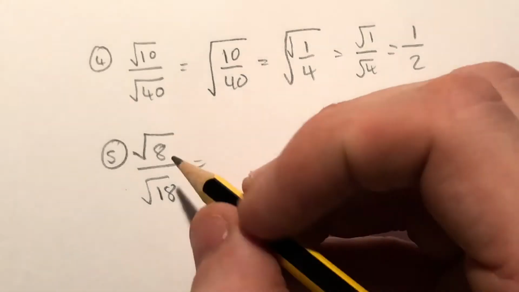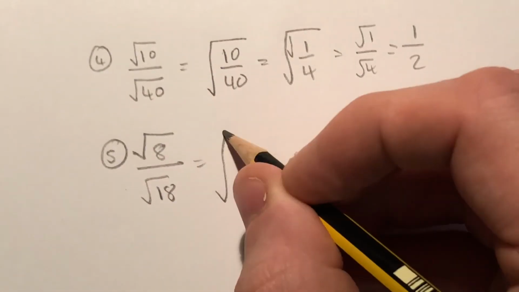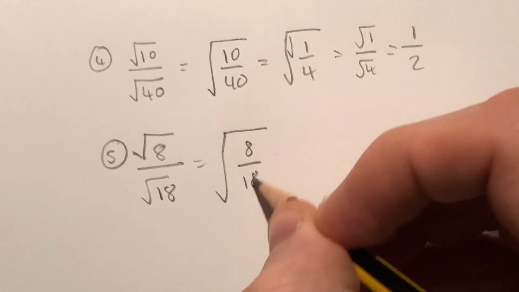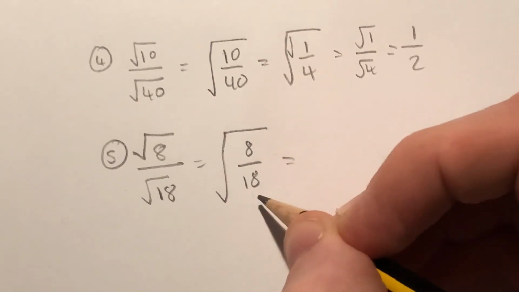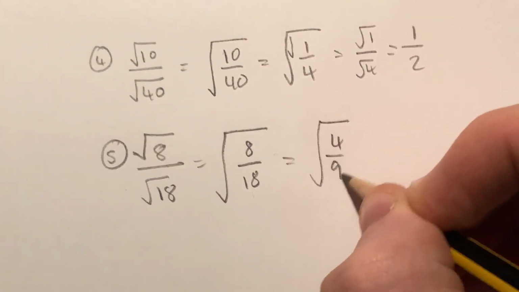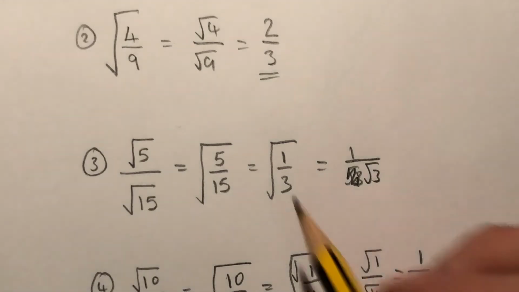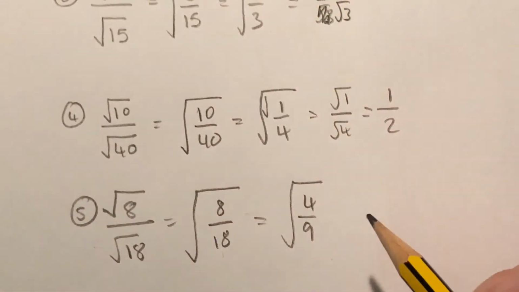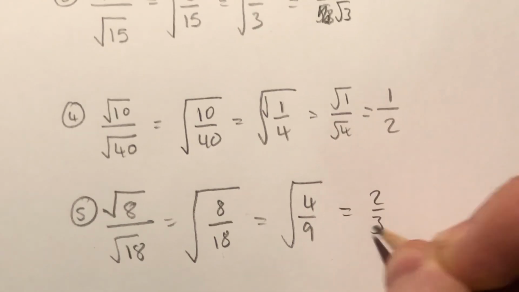And last but not least, root 8 upon root 18, square root of 8 over 18. That simplifies down, dividing top and bottom by 2. You get the square root of 4 upon 9 again. Oh wait, we've done that already up here. Square root of 4 upon 9 was 2/3, so this is 2 upon 3.